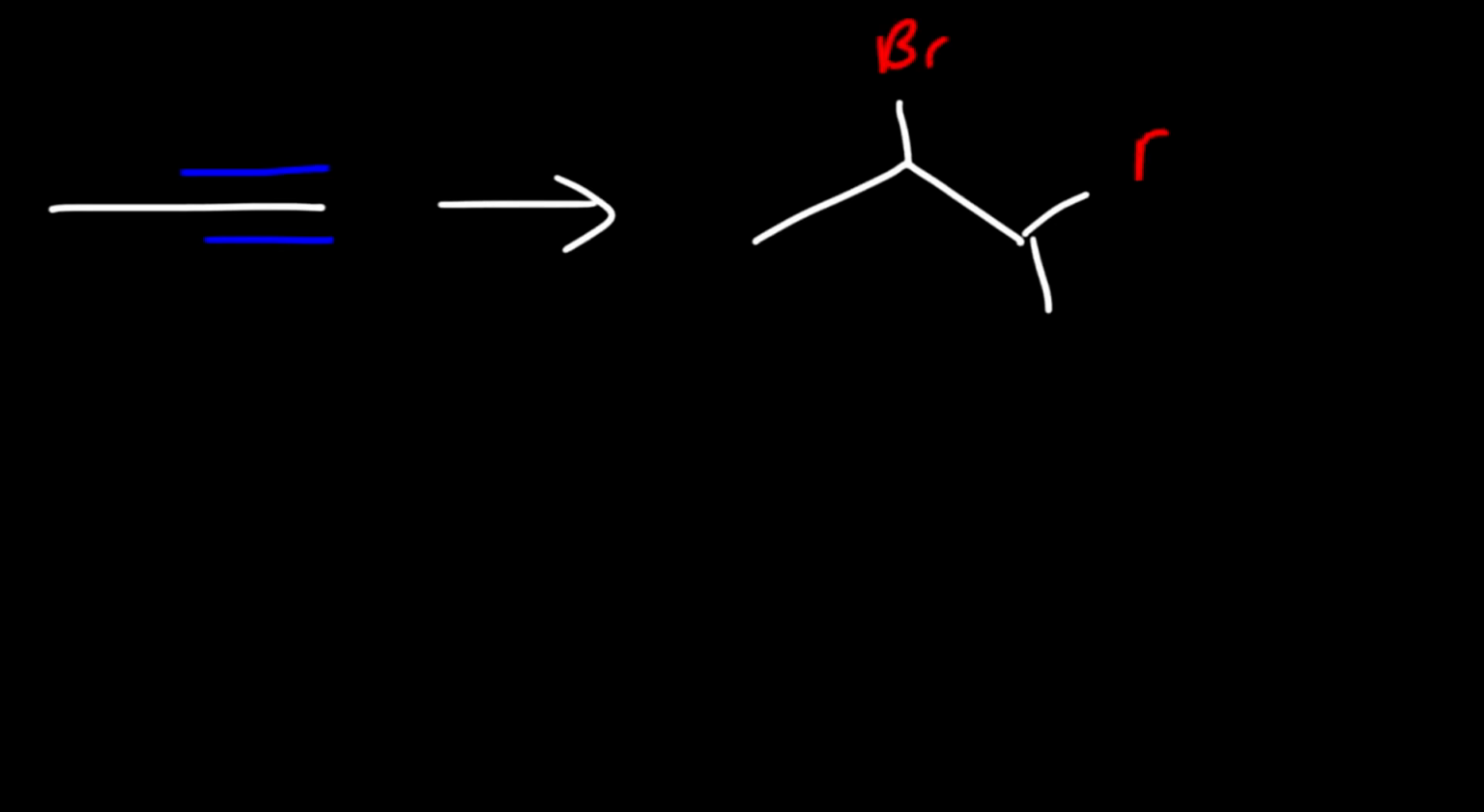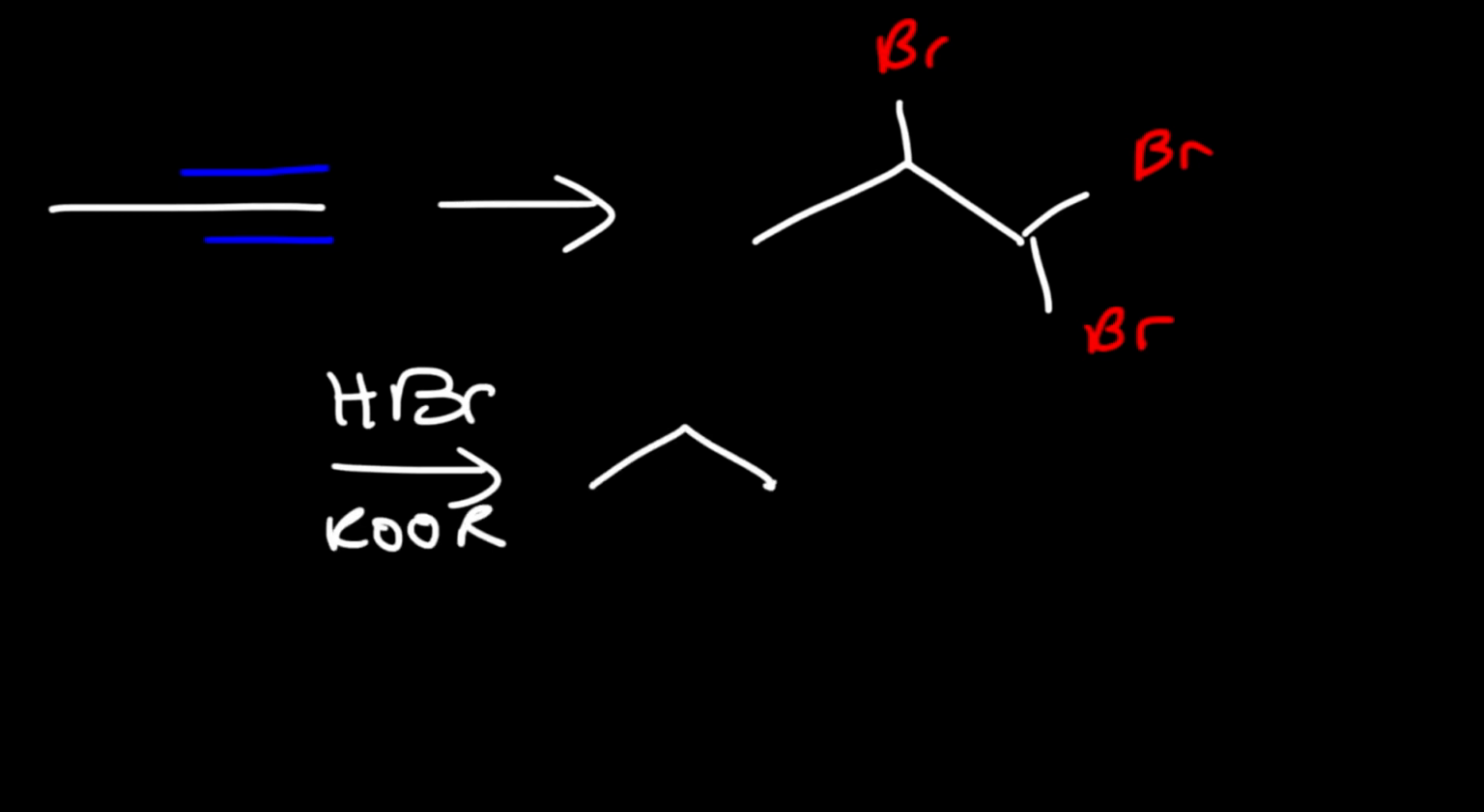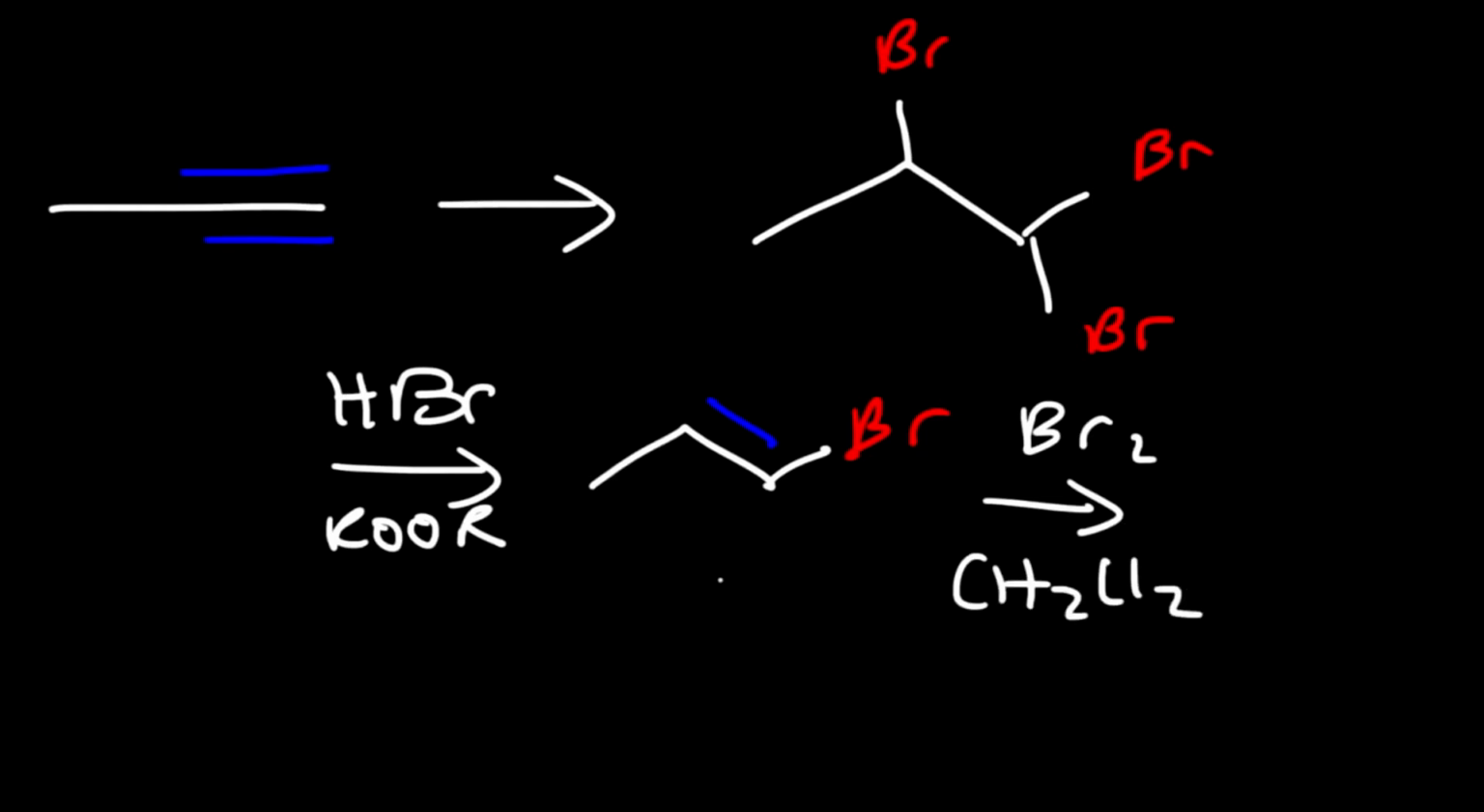Let's try another example. So let's say if we want to make this particular product. What reagents should we use? One way we could do this is we can add HBr with peroxides. And so this would put the bromine atom on a primary carbon. And then we can add Br2 with CH2Cl2. And that's going to put a bromine atom here and here, giving us this product.